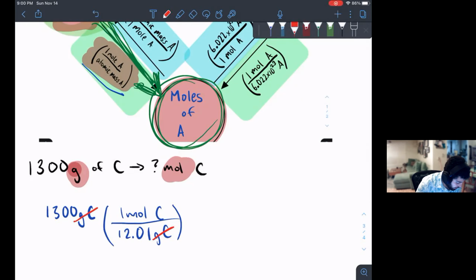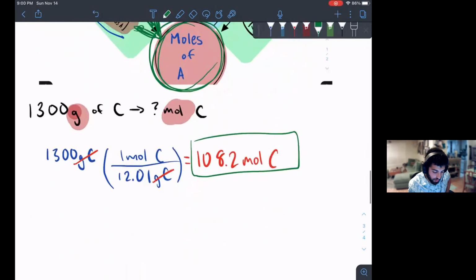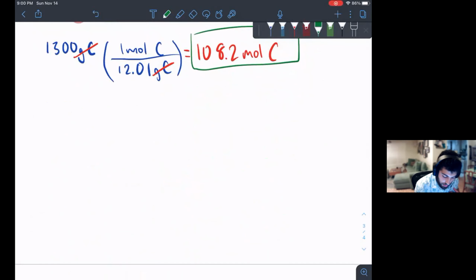And that's going to be, oh, whoops. I did it wrong because my calculator does not like pressing the decimal function. That is 108.2 mole carbon. So all you have to do is follow this mole island and it'll take you anywhere you want to go. We can even do something a bit harder. All right, so this is going to be the last one and the hardest one, and hopefully it shows you kind of how to use it.